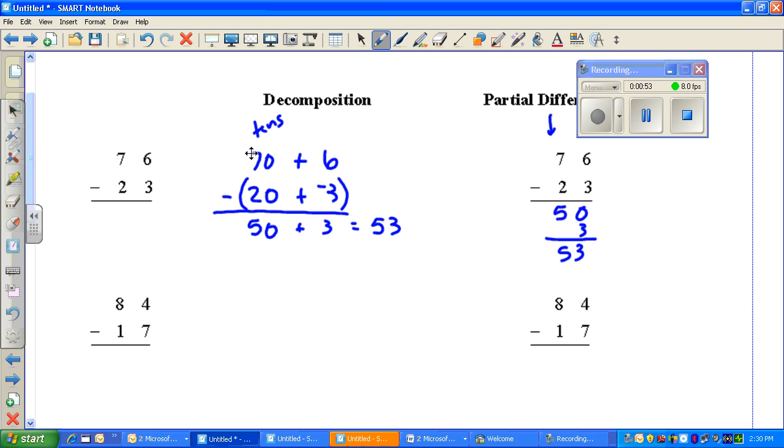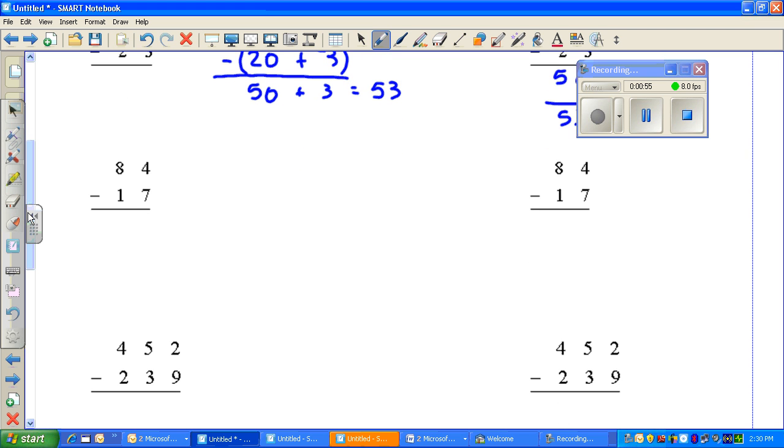Now let's try one that's just a little bit different, where we might have to do what you know as carry and borrow. So I have my 17 and my 84. Notice I'm subtracting the 17. So I'm going to subtract 80 minus 10 gives me 70.